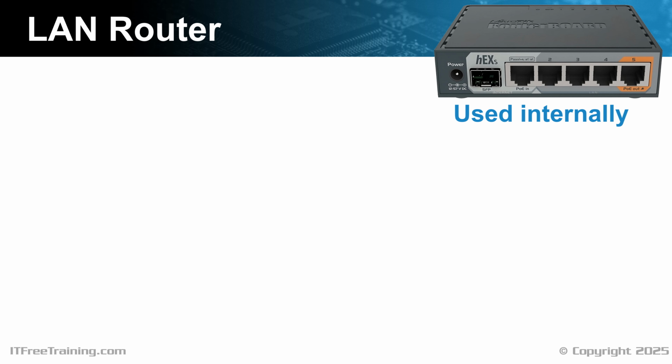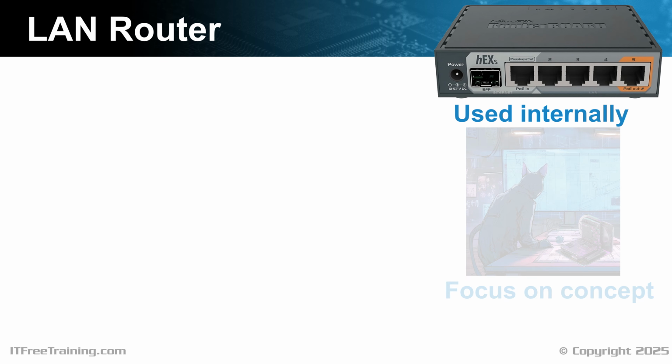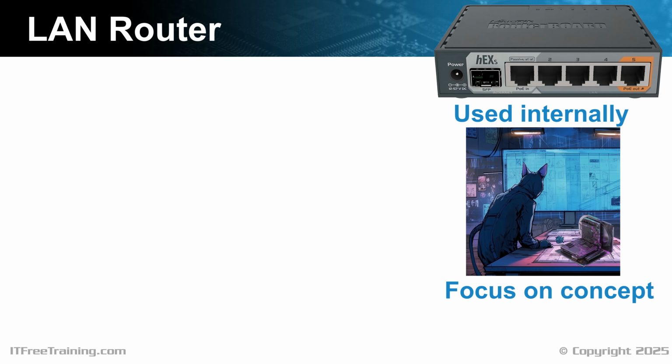When looking at a LAN router, and later on in the video when we have a look at WAN routers, focus on the concept. I've attempted to find a router that is more likely to be used as a LAN router, but we will see this router could also be used as a WAN router. One of the reasons for using a LAN router is for performance and security. Generally, when creating an internal network, you want good performance and good security.